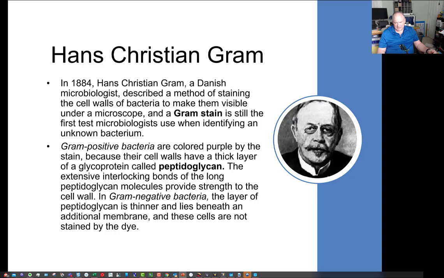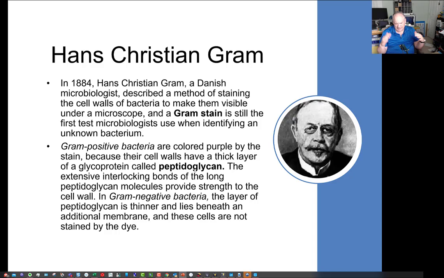Gram positives are colored purple by the stain because their cell walls have a really thick layer of peptidoglycan, which is amino acids and sugar. So it's a string of amino acids and sugar, and it's packed kind of thick. The crystal violet dye that he used in his staining would sort of get stuck in it, and it would stay stuck after the treatment of iodine. Now, why he chose iodine and did all that, that's the magic of what he did. We now know that the iodine is a mordant. In other words, it kind of gets the crystal violet jammed into that membrane.